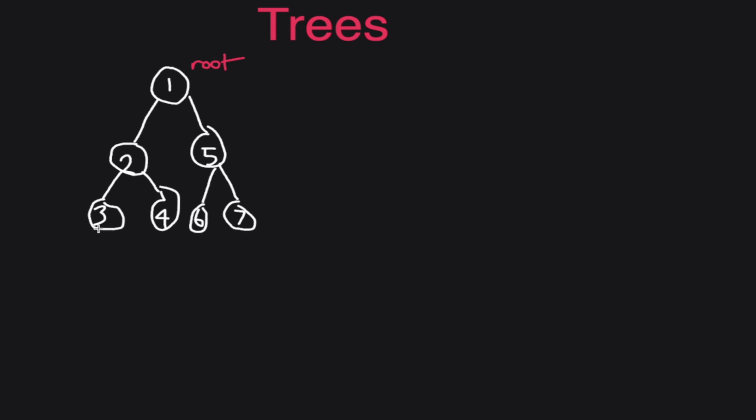So you could get an example here where there was one extra node here, 8. And that's all well and good because it still has no more than 2 children. So that would still be a binary tree.